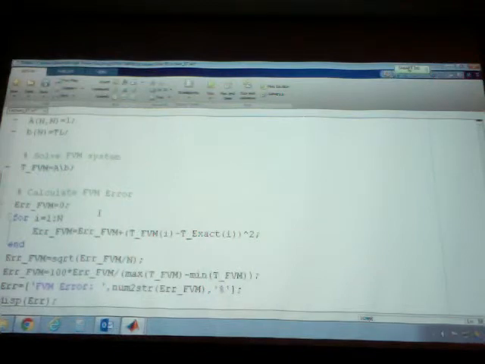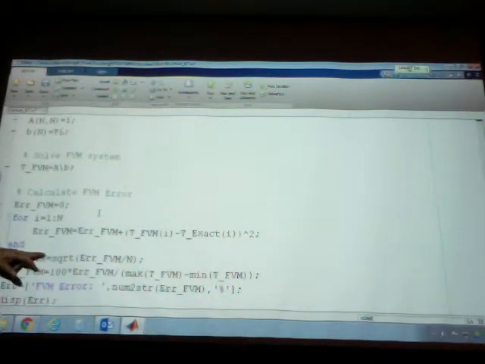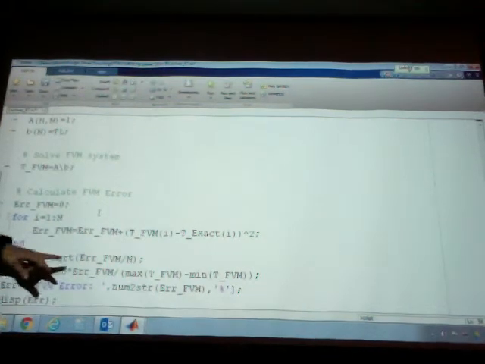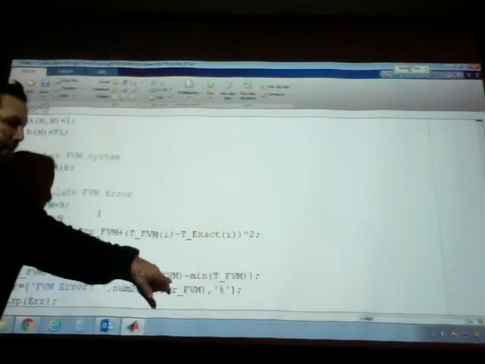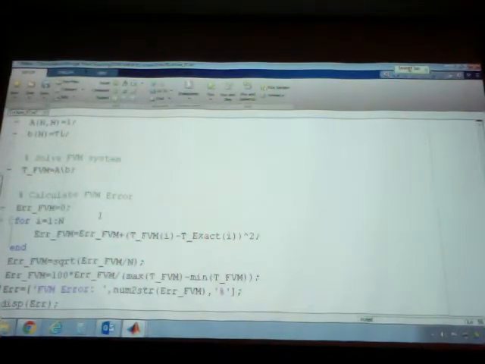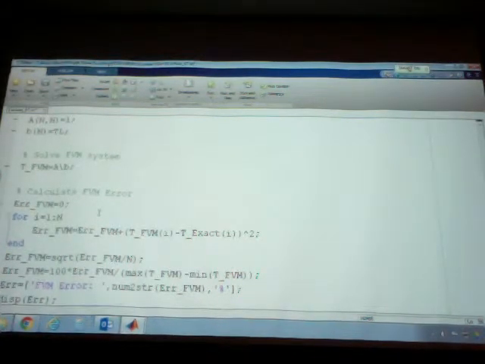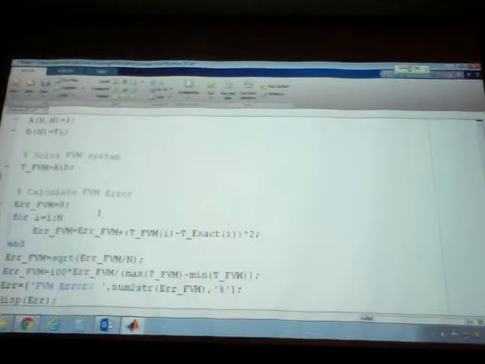And basically sum the differences, the square of the differences, divide by n, take the square root, and then normalize that to the maximum minus minimum FBM values. And then create a string that shows that error and display it to screen. It's pretty much identical to the previous one, except the coefficients are slightly different.